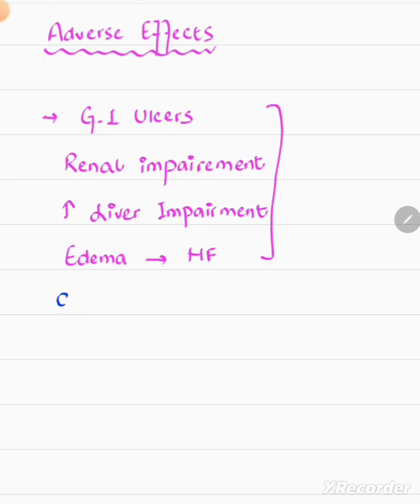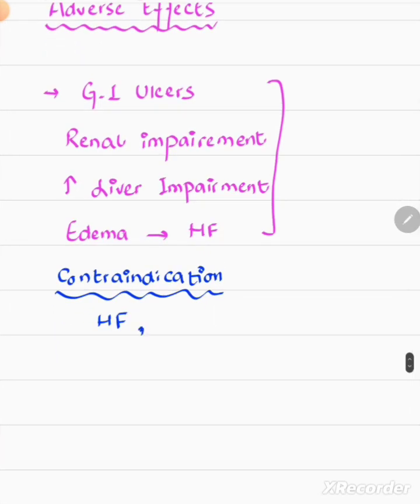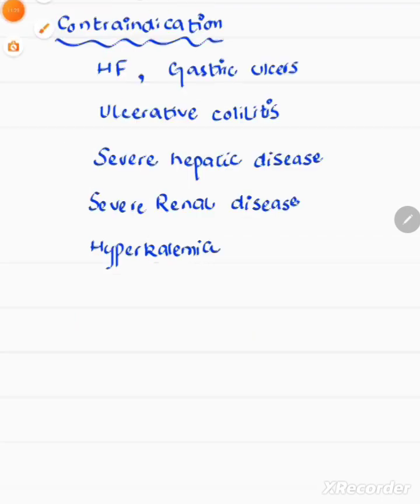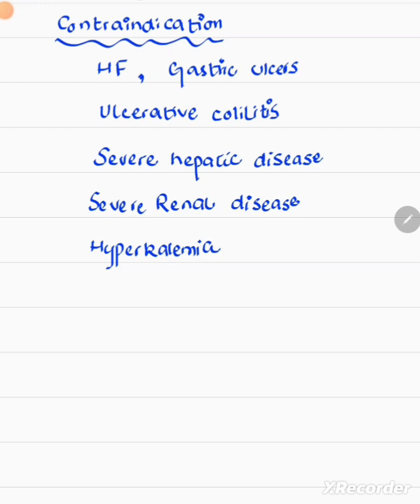There are certain contraindications to the use of this drug. If the patient has uncontrolled heart failure, you should not prescribe them diclofenac. If the patient already has any gastric ulcers, you should not prescribe diclofenac to those patients. If the patient has ulcerative colitis, severe hepatic impairment, severe renal disease, or the patient already has hyperkalemia, we should not prescribe them diclofenac. So these are the contraindications that one must remember during the prescription of this drug.